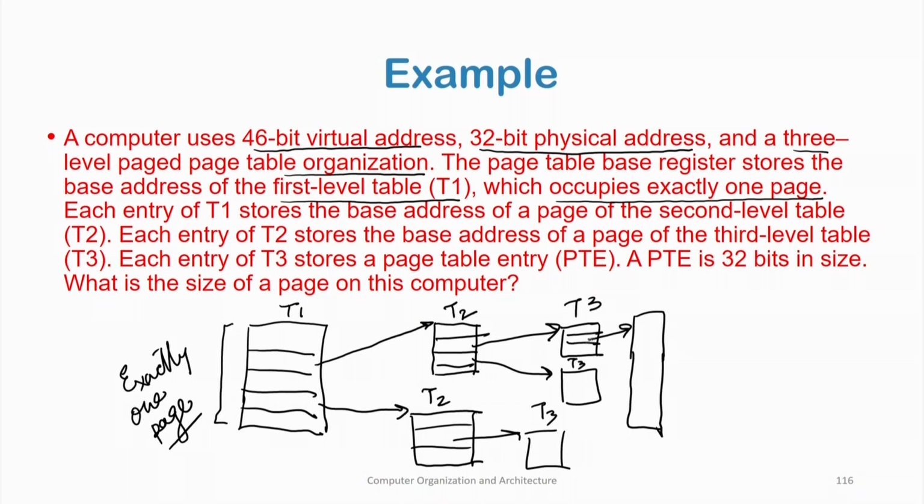This is a page table entry and this basically goes to the physical memory. From this page table entry, I can find the frame number and go to the physical memory. A page table entry is 32 bits in size. That means it is 4 bytes or 2 to the power 2 bytes. Okay. So, what is the size of a page on this computer? I want to find out the size of a page on this computer.